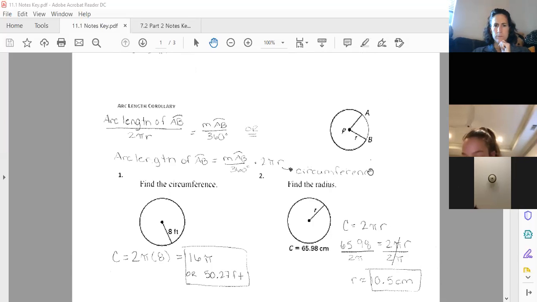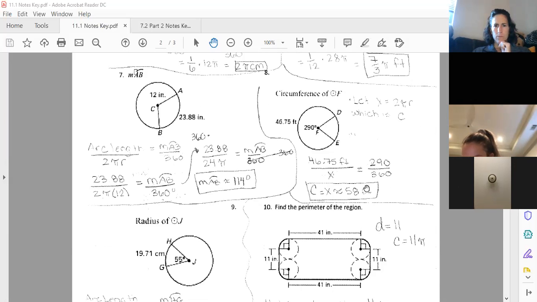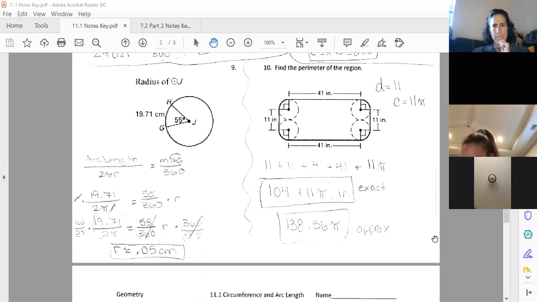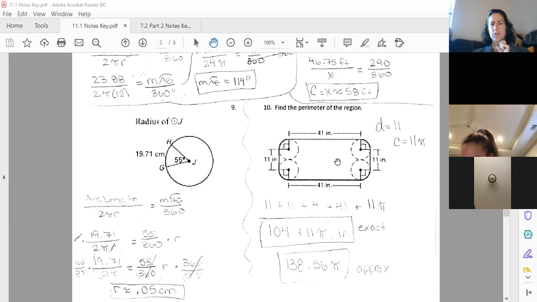Any questions that I can answer about the notes? Anyone? I had a question for number 10, and then also 15 and 16. Okay. Yeah, for 10, it might have been hard to see in the notes, but it was asking for the perimeter of the shape, so that means obviously the sides. If you look at my notes here, I did 11 plus 11 plus 41, plus 41. So I added all those together.